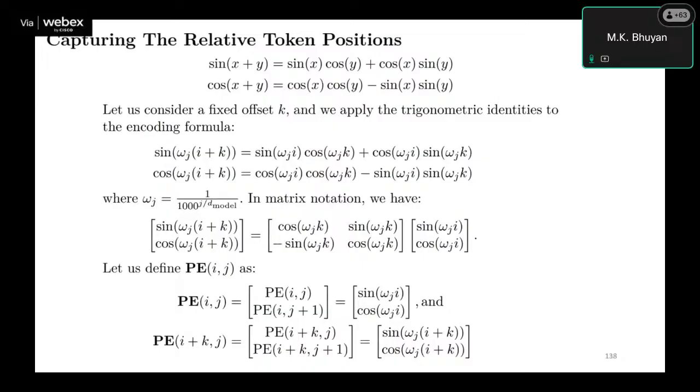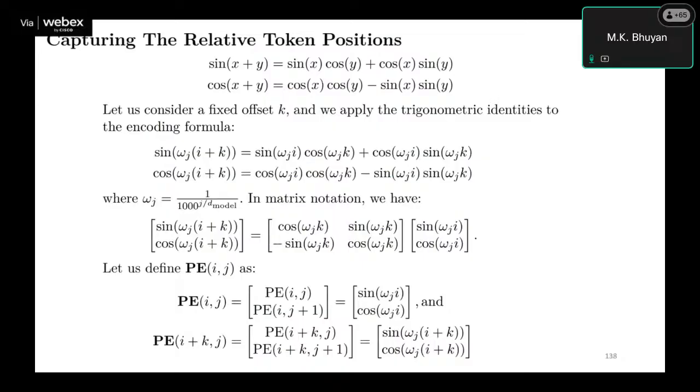And if I consider omega j equal to 1 divided by 1000 to the power j divided by d model, then in matrix form, we can write sine(omega j (i plus k)) and cos(omega j (i plus k)) as equal to one matrix. That matrix is the rotation matrix: cos theta, sine theta, minus sine theta, cos theta. That is the rotation matrix multiplied by sine(omega j i) and cos(omega j i). The rotation matrix is cos(omega j k), sine(omega j k), minus sine(omega j k), cos(omega j k).